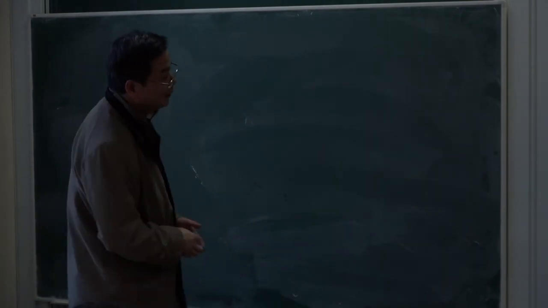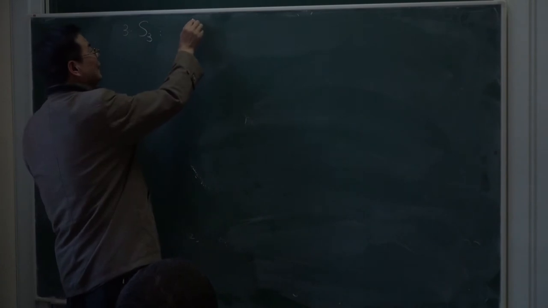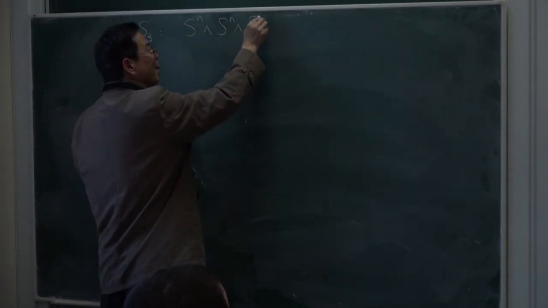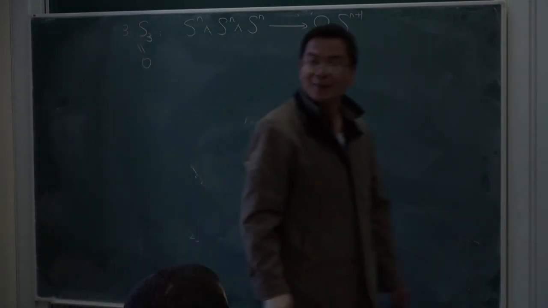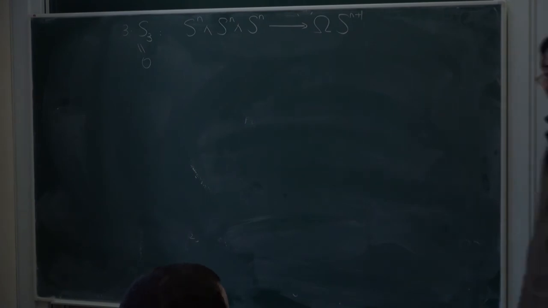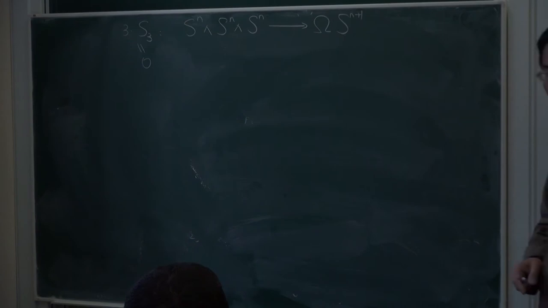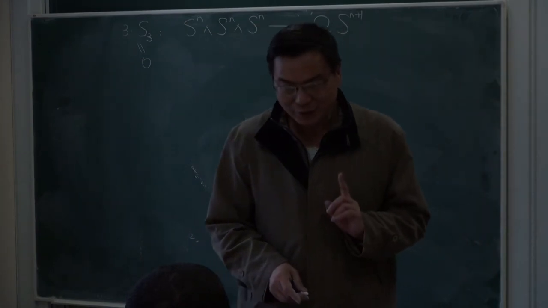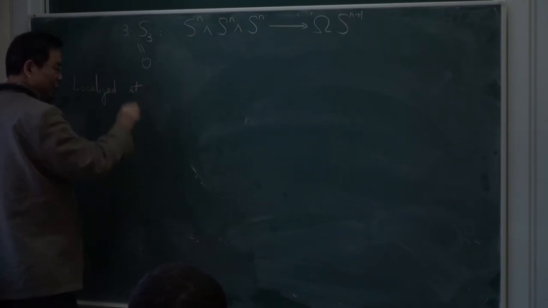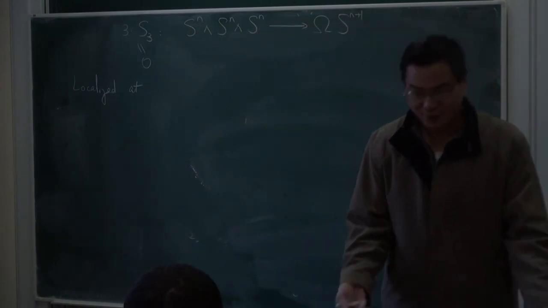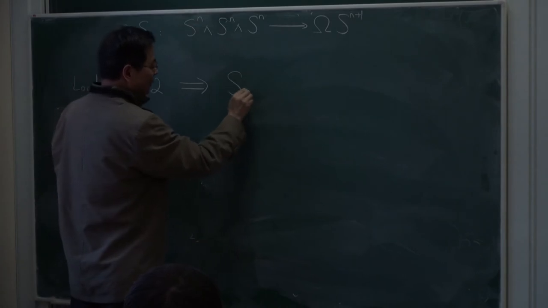Well, this means what? 3 times this map from Sn smash Sm smash Sm goes to loop Sn plus 1 will be trivial. It's not homotopic to, because this guy is trivial. It's trivial. But 3 times, somehow you needed this 3 times. So we can make our space localized, sometimes called localization. So when we call localized, that means make 3 invertible. Any prime different from 2, just make it invertible. So you make this map invertible. And that implies that S3 is trivial.